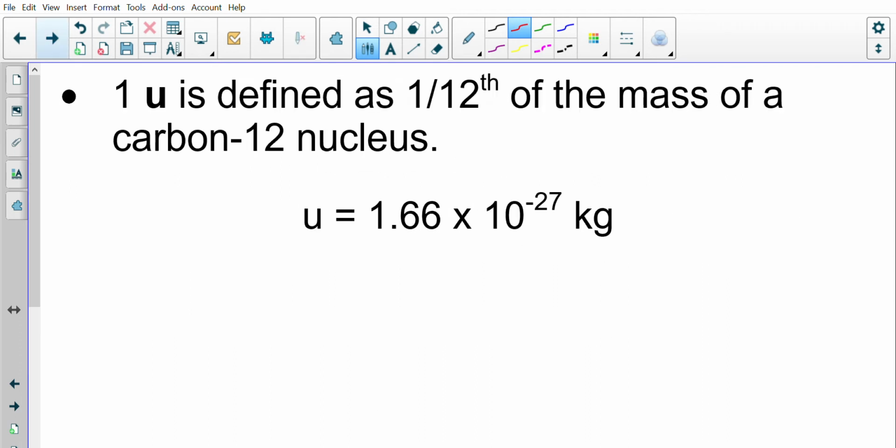This is how 1 U is defined. You don't need to memorize this because it's also written on the back of your formula sheet. But 1 U is 1/12 of the mass of a carbon-12 nucleus. So 1 U is equivalent to 1.66 times 10 to the negative 27 kilograms.